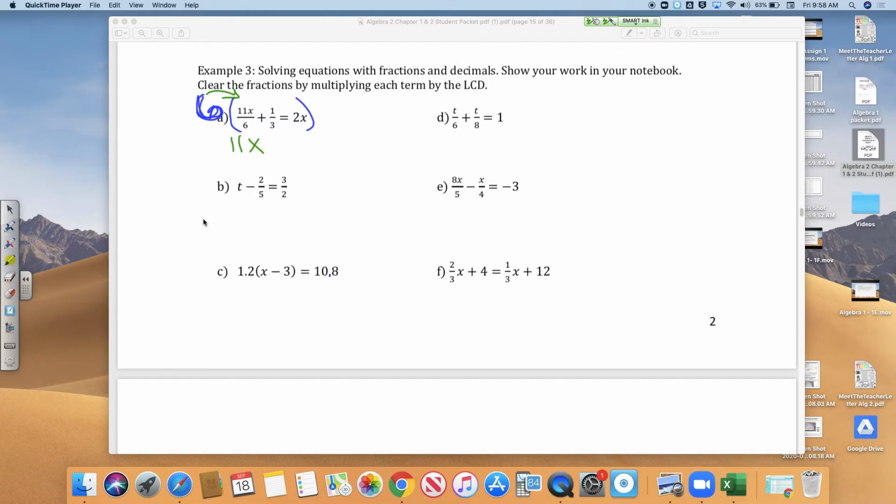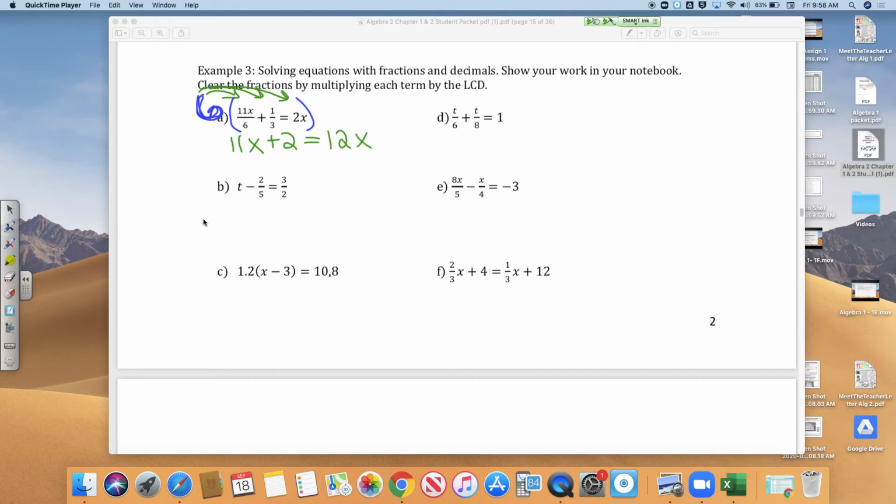Next, when you multiply 6 times 1/3, you can use your calculator, 6 times 1/3, and you're going to just get 2. So that ends up simplifying to just 2, which is great. No more fractions. And then you can't forget to multiply everything. So you also have to multiply the 2x by 6, and 6 times 2x is 12x.